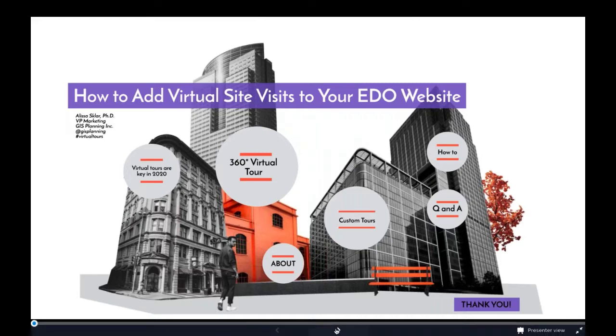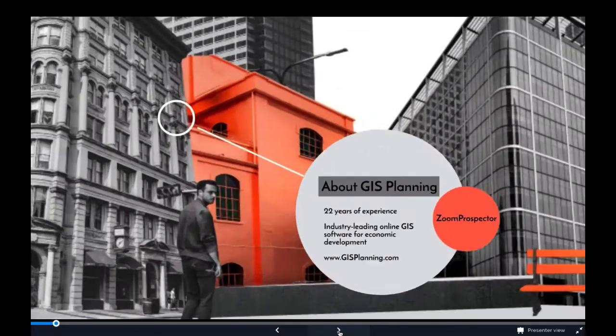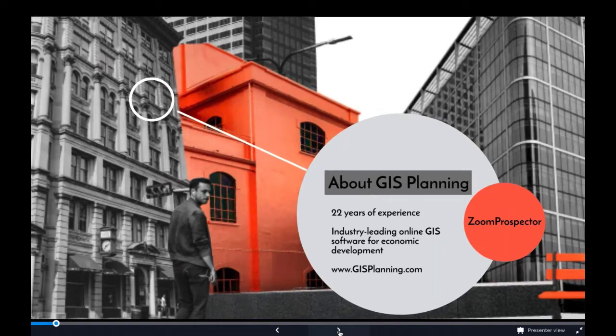In order for us to do that, I just want to tell you a little bit about who we are. Many of you, of course, will know us, but that isn't always the case. So we are GIS Planning. We have been in the industry for over 22 years. We're the ones who invented the whole concept and practice of online corporate site selection with GIS data tools. GIS for non-GIS people: user-friendly, intuitive, drag and drop, easy to use. And of course, many of you will know Zoom Prospector, which is the industry-leading online GIS software for economic development. And you're welcome to visit us at gisplanning.com, of course.